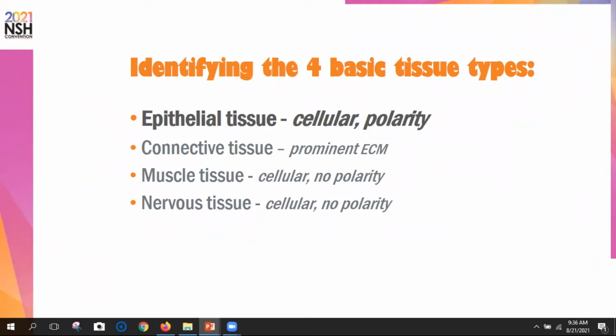Here we go. Identifying the 4 basic tissue types. We're going to start with epithelial tissue. When I describe epithelium, I say it is very cellular and it has polarity. What does this mean? Let's move on to the next slide.